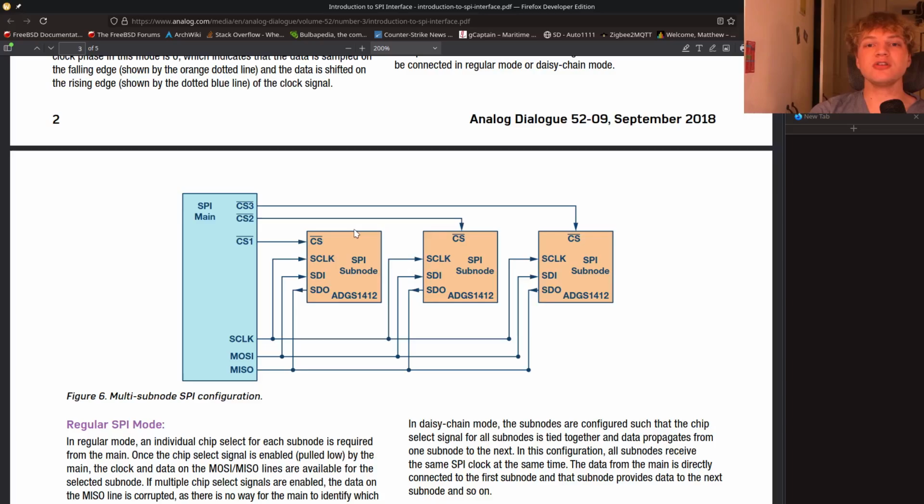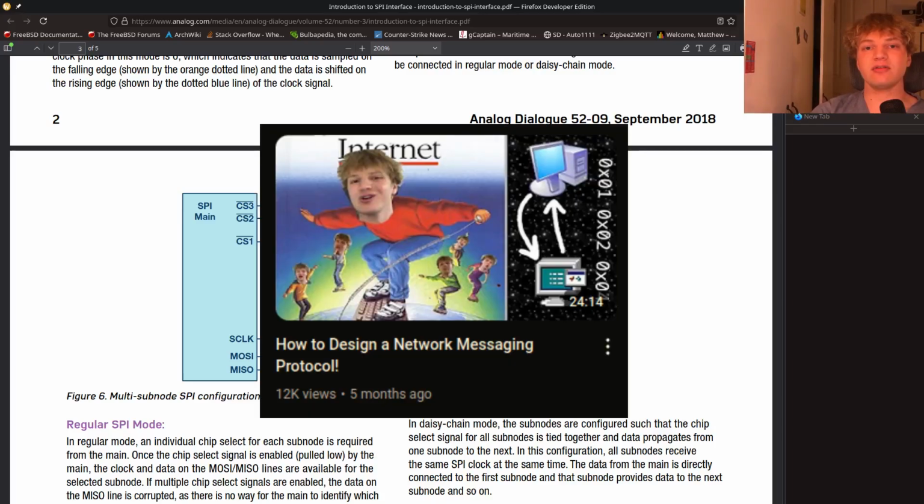And if you do want to design your own messaging layer protocol, I have a video that I'll show on screen right now. You can go and check it out. You can use that to design protocols for either web applications, talking over sockets on a network, or embedded applications.